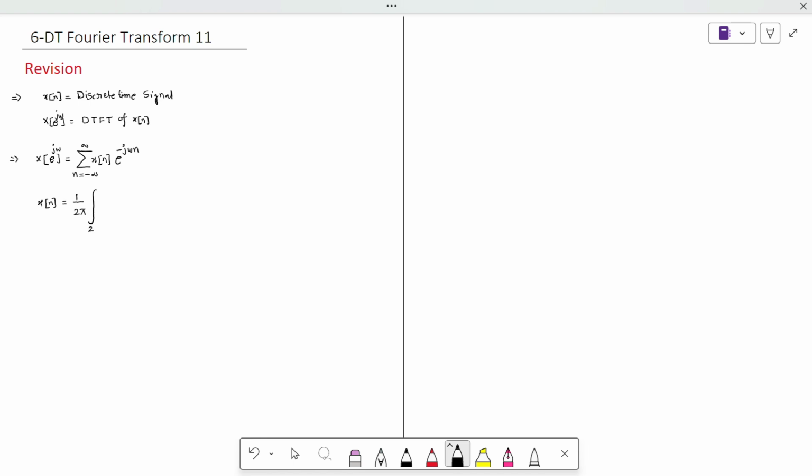Why are we doing integration? This is x of e power j omega. The discrete time Fourier transform is a continuous signal, and it is also periodic. So that's why we should do the integration within one time period only. X of e power j omega into e power j omega n into d omega. Why? Because this frequency domain is a function of omega.